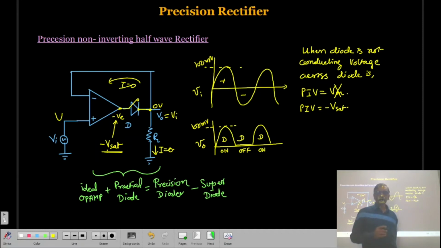So here what is the disadvantage? Whenever the diode is not conducting, then the voltage across the diode will reach a very large voltage, that is minus V saturation. So to avoid this kind of situation, we have another rectifier circuit which is an inverting half wave rectifier. Let us see what that is.